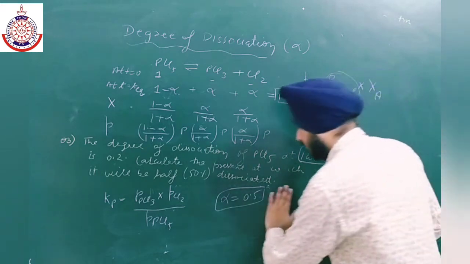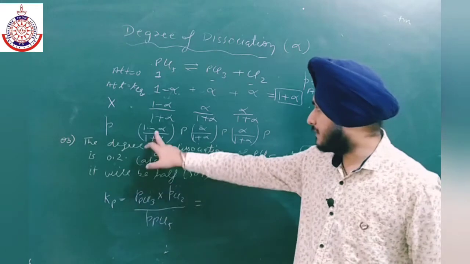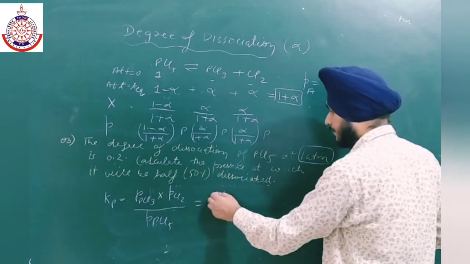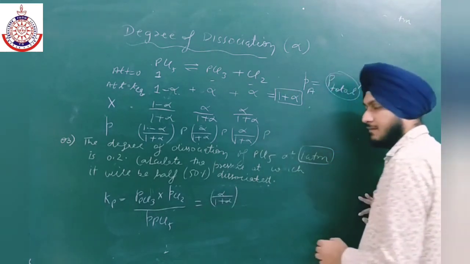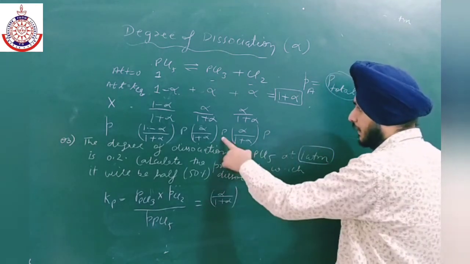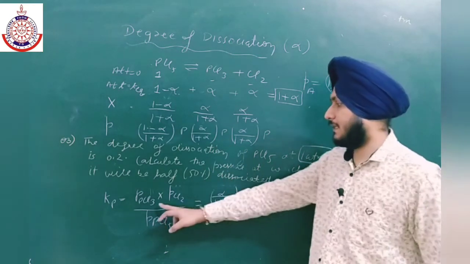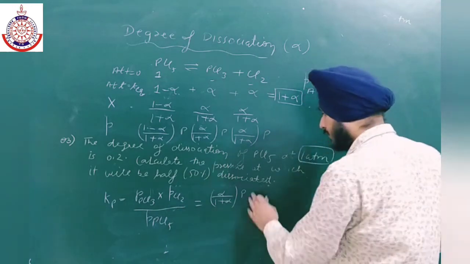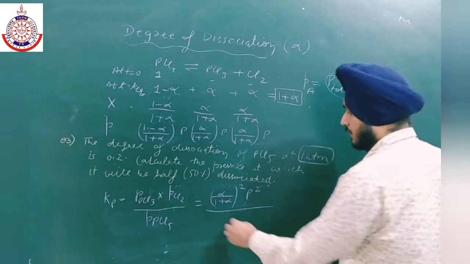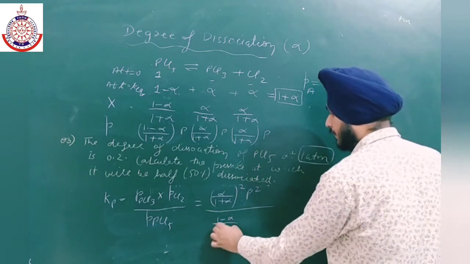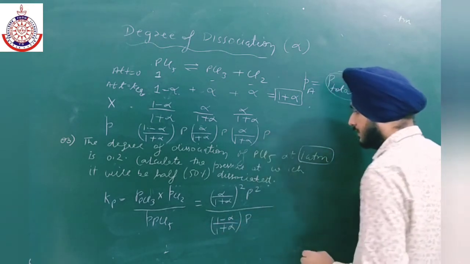So Kp is the pressure of PCl3 times the pressure of Cl2, divided by the pressure of PCl5. What is the pressure of PCl3? Alpha upon 1 plus alpha into capital P, and these two are the same. Pressure of PCl3 and pressure of Cl2 are the same, so we just square these terms. And in the denominator we have 1 minus alpha upon 1 plus alpha into P.